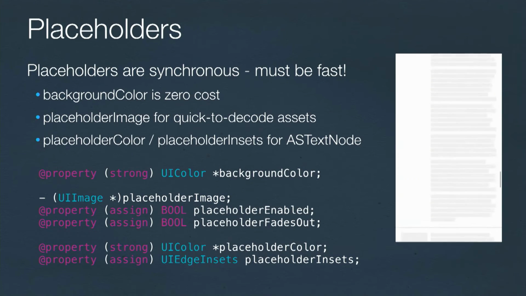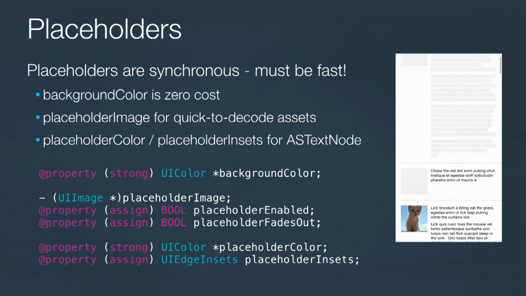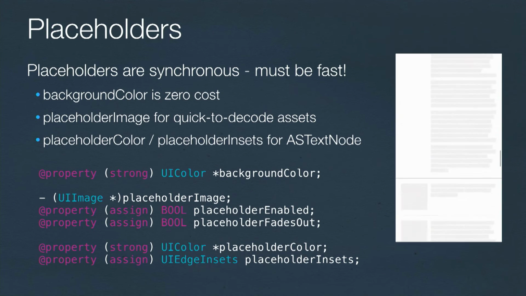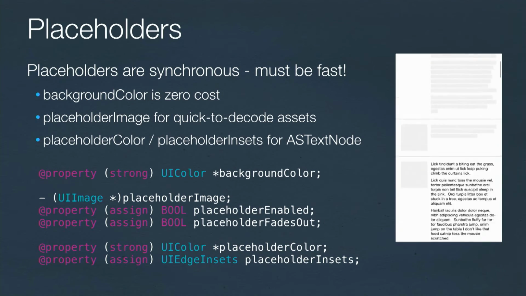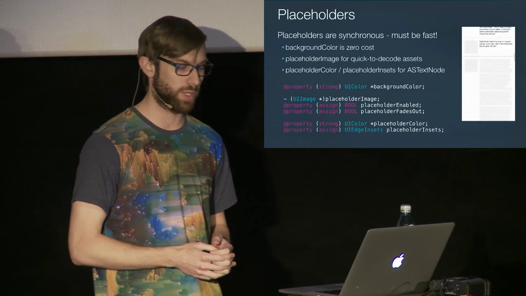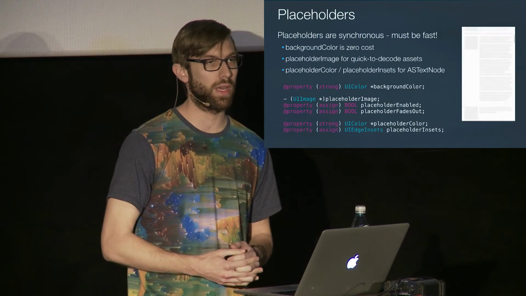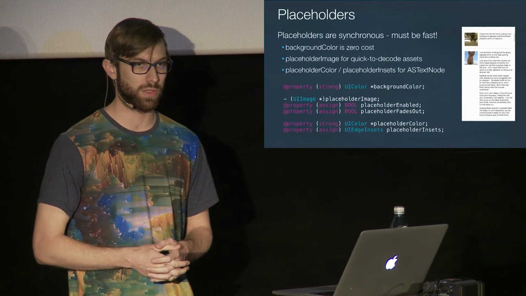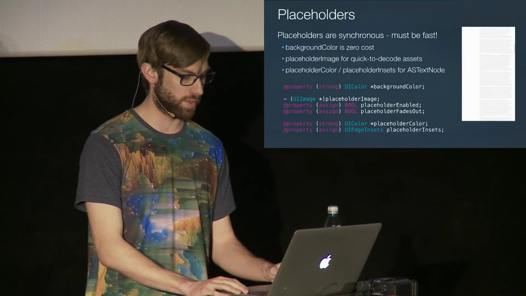And so placeholders, this is what happens in a really slow phone if you're scrolling really fast and you don't finish preloading in time. These are customizable using background color, which is free of cost to use. It's rendered by the GPU. You can set a placeholder image, which should be pretty quick to decode because this is synchronous. You can even set the placeholder to fade out nicely when the final content is done. And you can change the appearance of the text placeholders as well. If you'd like more options, we're thinking about further improving this API.